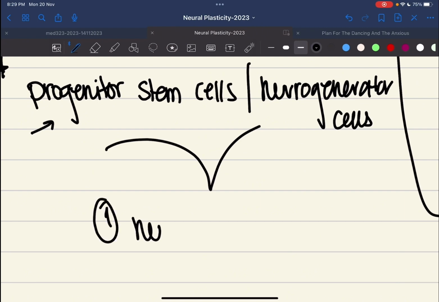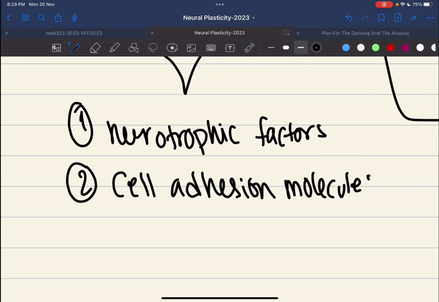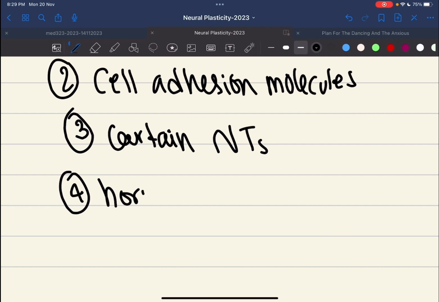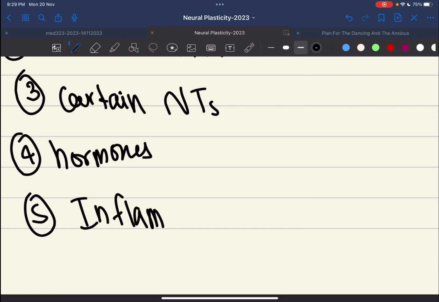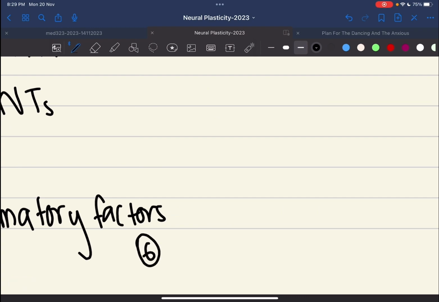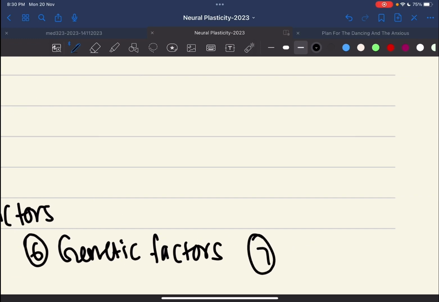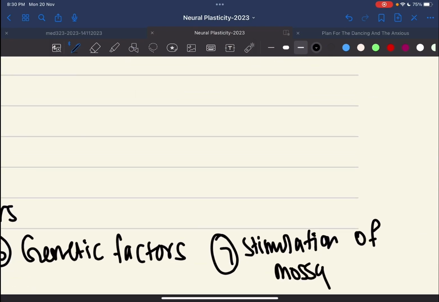First of all, we need neurotrophic factors. We need cell adhesion molecules. We need certain neurotransmitters like serotonin. We need some hormones. Sometimes, in some states, inflammatory factors kickstart neurogenesis. So inflammatory factors are also things that could activate progenitor stem cells. We also have genetic factors. And lastly, stimulation of mossy fiber neurons in the cerebellum.